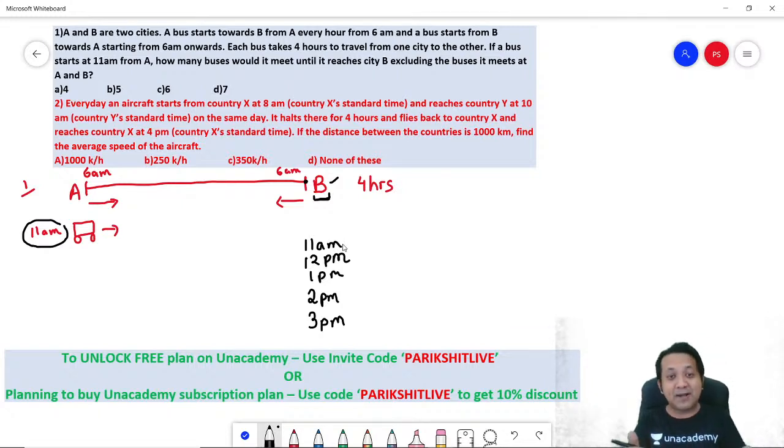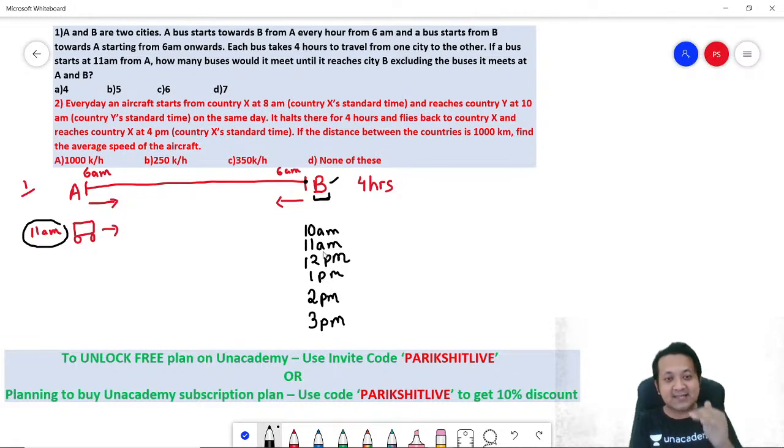Right? What about the bus which starts at 10 a.m.? Remember, a bus which starts from B at 10 a.m. would reach A after how much? After 4 hours. So basically, if a bus starts from B at 10 a.m., it would reach A at 2 p.m.